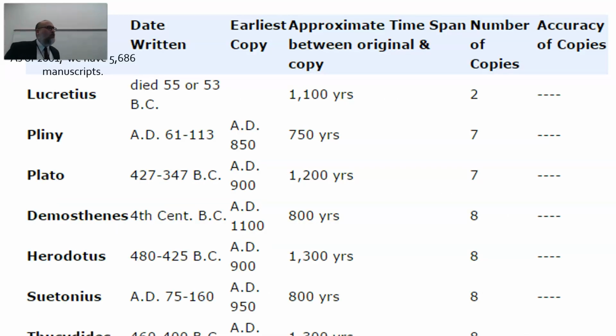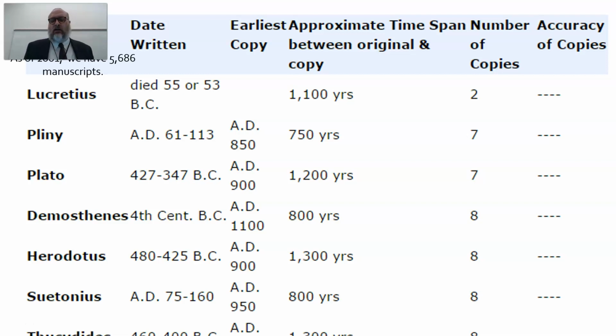if you compare what we have to what's true in other fields, this is how it compares. If you're reading Plato, we have 7 ancient copies of Plato. The oldest copy we have of Plato was about 1,200 years after Plato wrote.